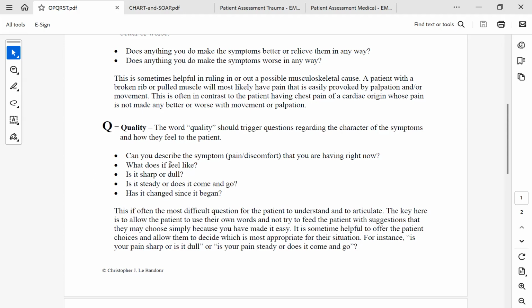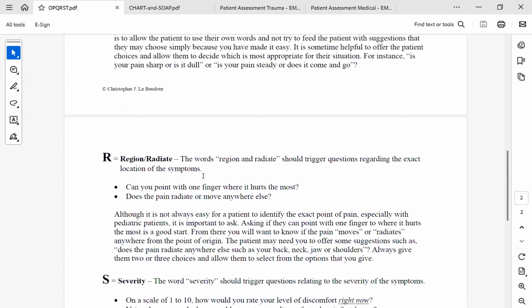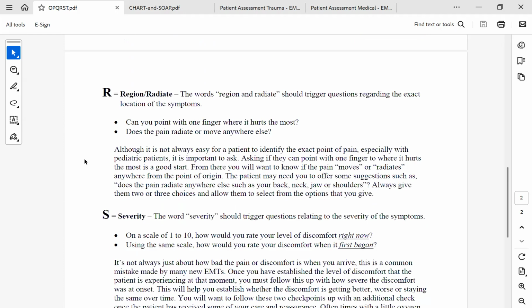So what's the quality of it? R is radiate or region. Trying to figure out the location of the symptom. So can you point at it with your finger where it hurts most? Does it radiate or move anywhere else?